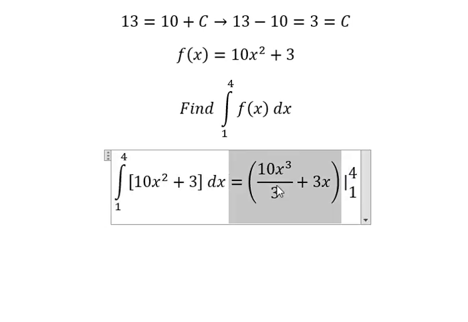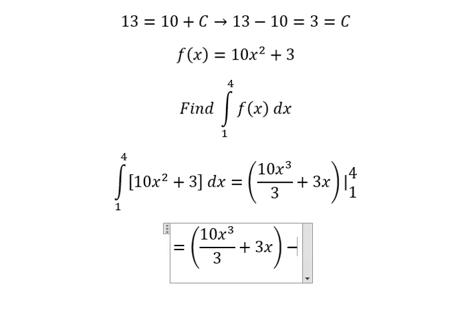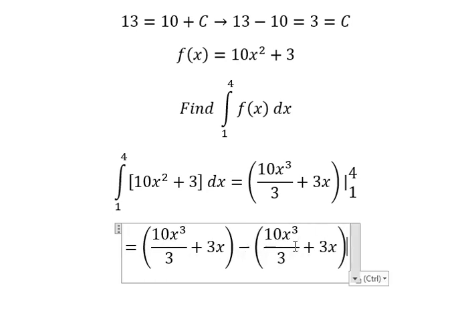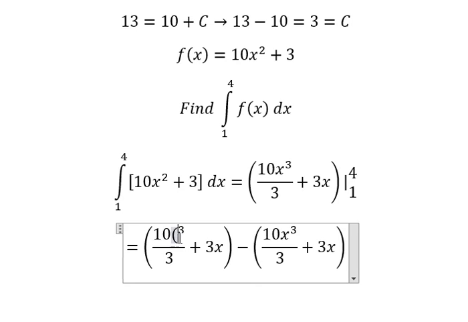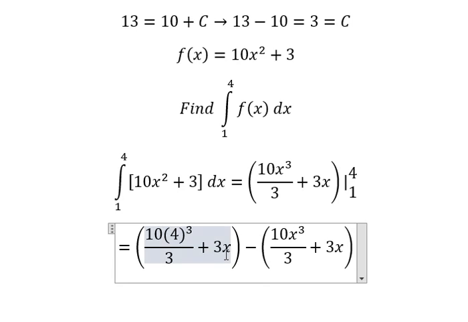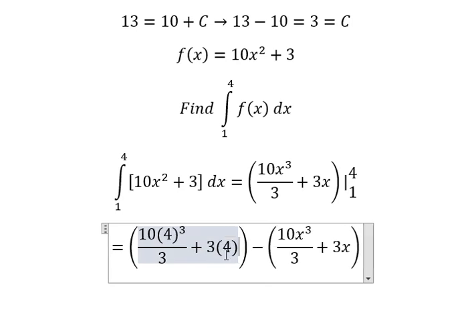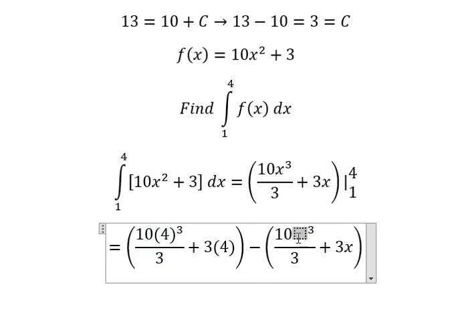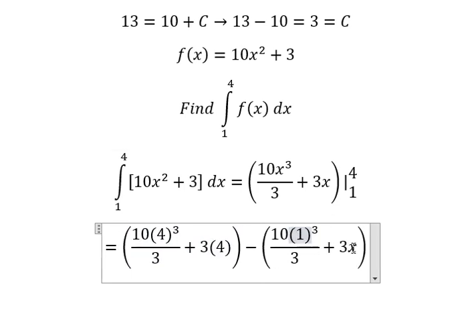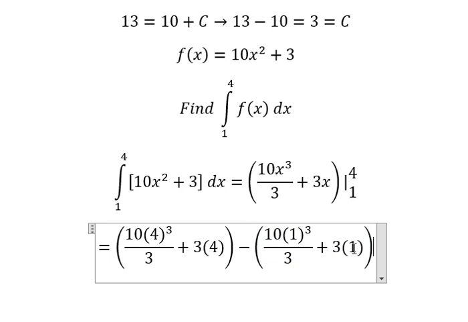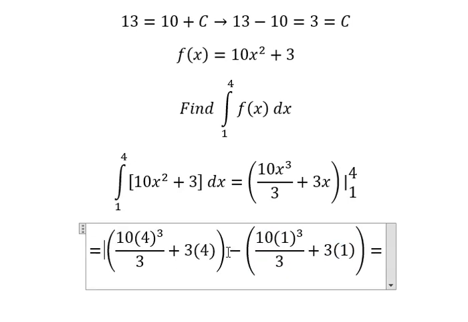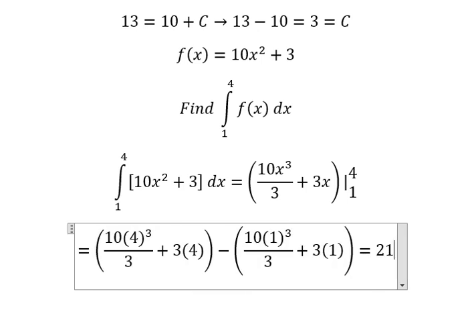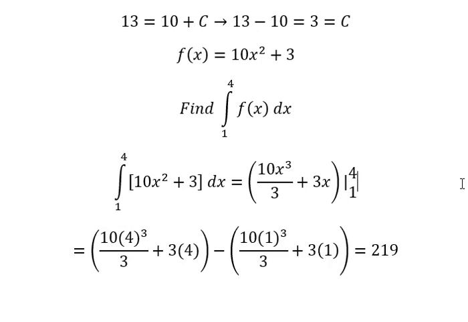So we have the final answer. So I will put 4 going here. 1 going here. And 1 going here. So we can calculate this one. And we have 219. This is the end.